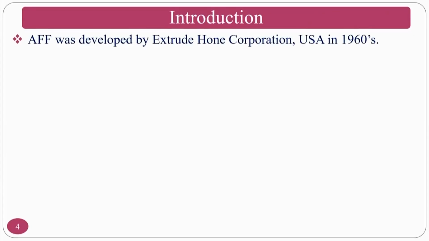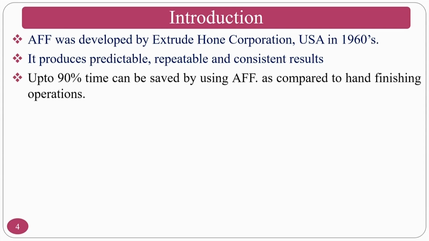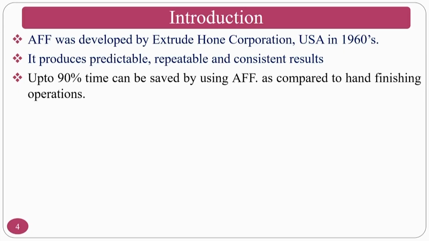Introduction to the abrasive flow finishing process. Abrasive flow finishing was developed by Extrude Hone Corporation in the 1960s in the USA. It produces predictable, repeatable and consistent results because it has the ability to finish across the sections uniformly. Up to 90% of time can be saved by using AFF compared to hand finishing operations. Hand finishing operations are not controlled by automation. To get a uniform surface finish, you need well equipped and well experienced operators. But in abrasive flow finishing, you can go ahead with automation.